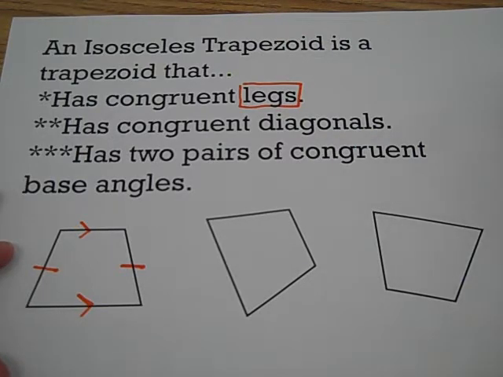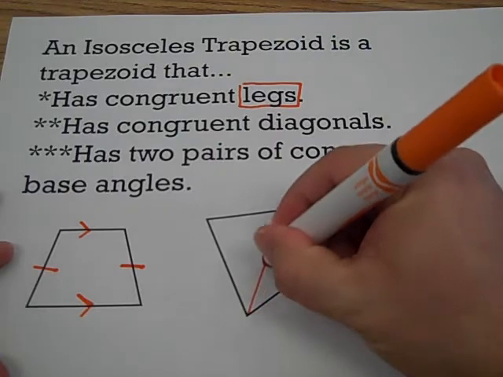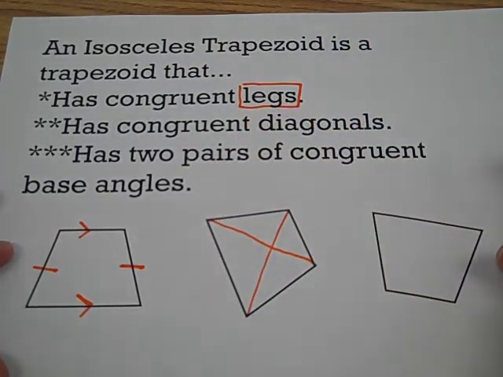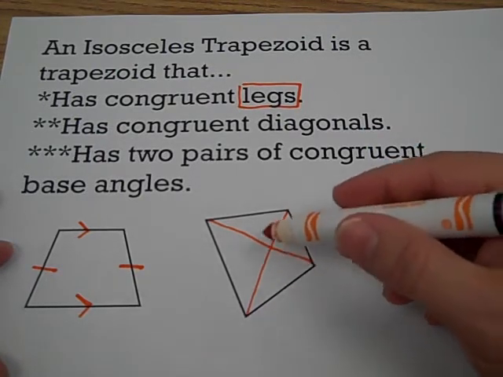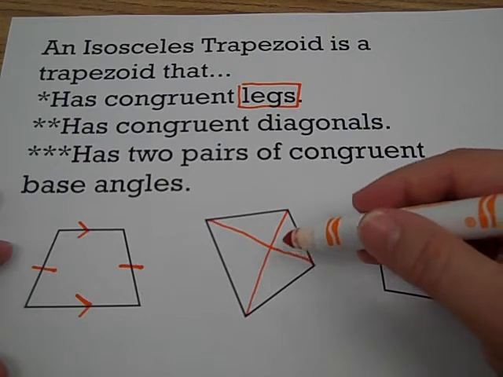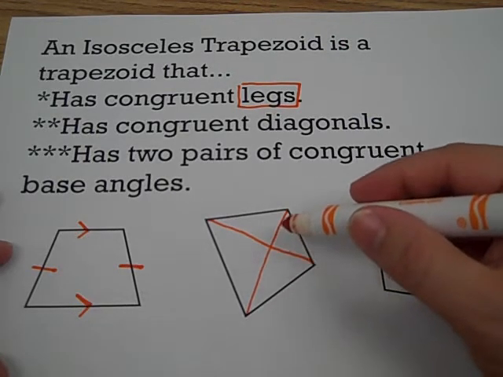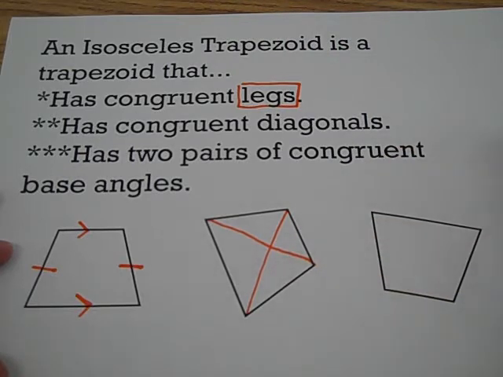Also, in an isosceles trapezoid, if we draw the diagonals, those diagonals are congruent. You could probably notice by the way I drew them, they're not perfectly straight, but you can see that they don't bisect each other, but we do know that they are both the same length in total.